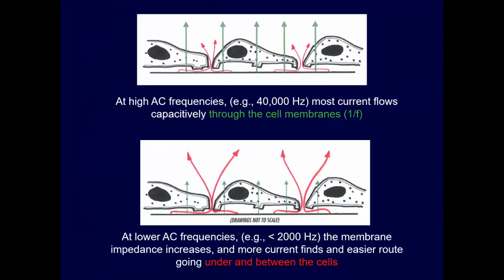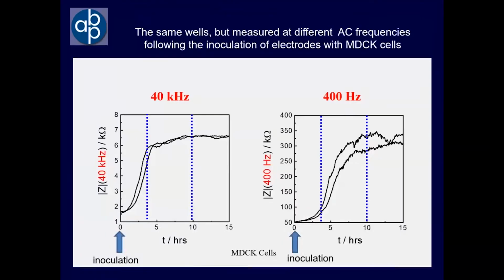Let's look at this with some actual data. Here, we've inoculated 2 electrodes with MDCK cells that form tight junctions. We're adding enough cells at time 0 to go to confluence. And we're following these same electrodes by switching the frequency back and forth from 40,000 hertz to only 400 hertz. And we see very different patterns in the impedance.